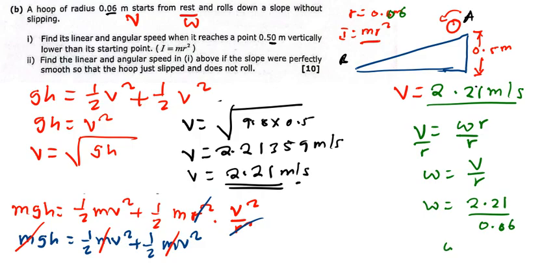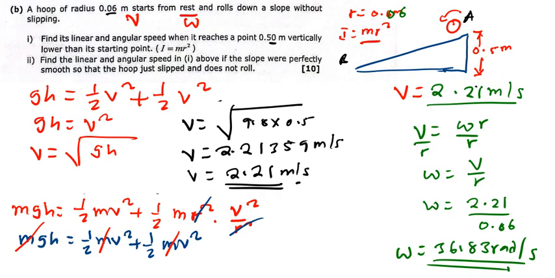Therefore, the angular speed is going to be 2.21 divided by 0.06. So the one I'm getting is 36.83 rad per second, because the SI unit is rad per second. So I'm done with part A.